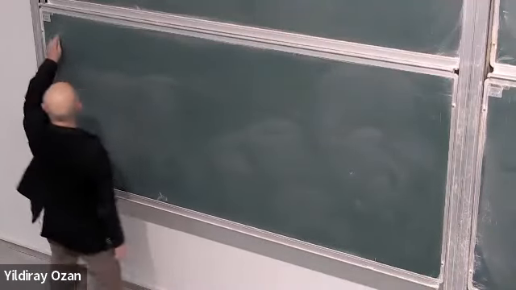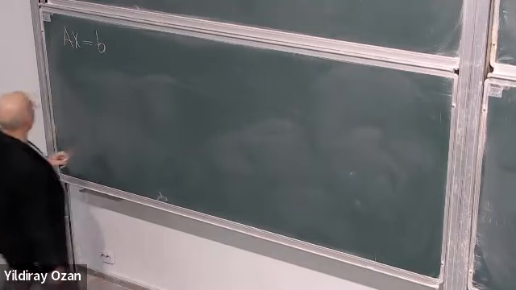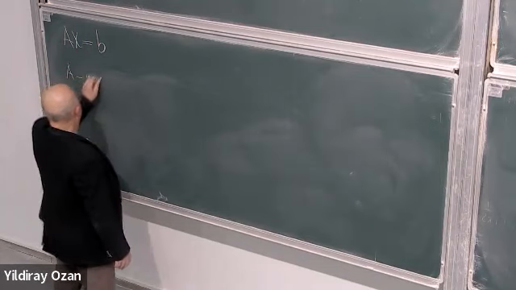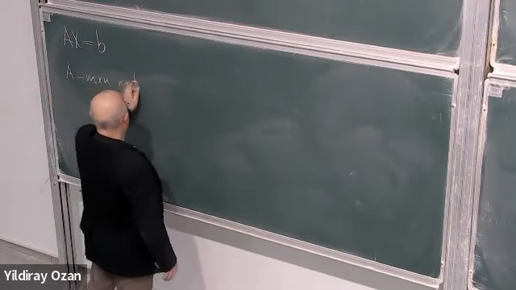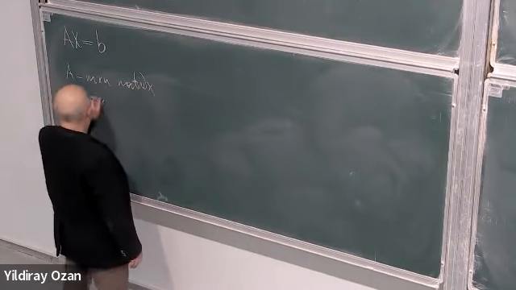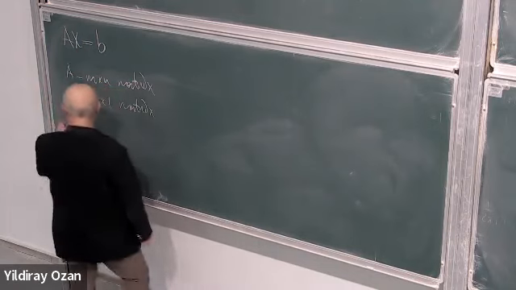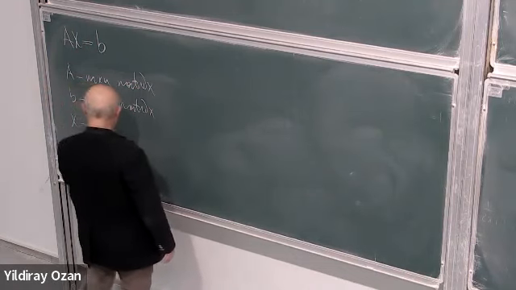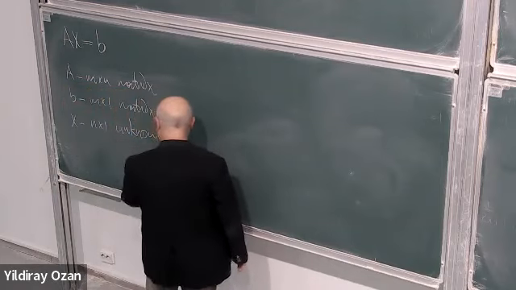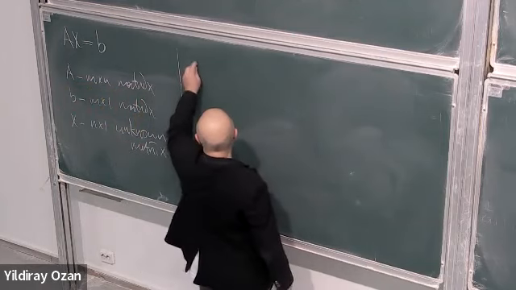So last time we had started considering equations like this, right? So A is an n by n matrix, B is an n by 1 column matrix, and X is an n by 1 unknown matrix. So we have something like this, right?